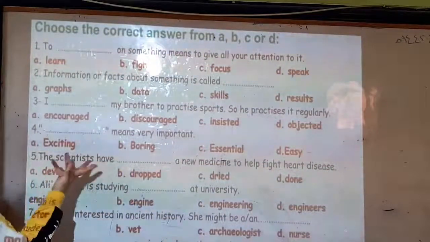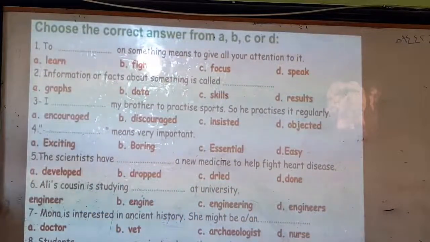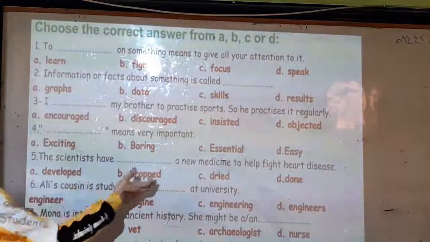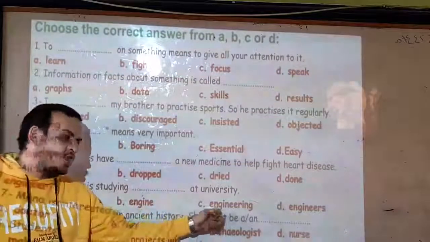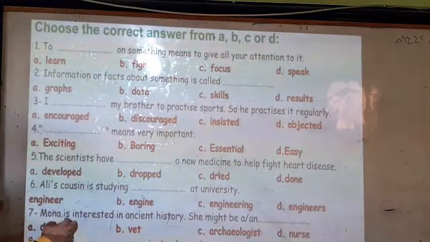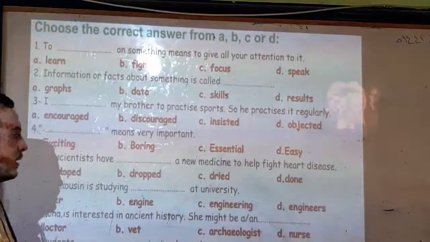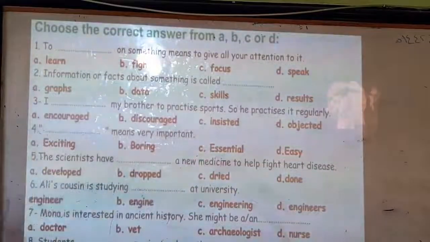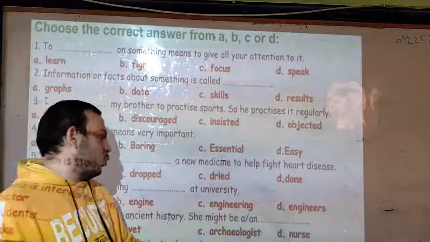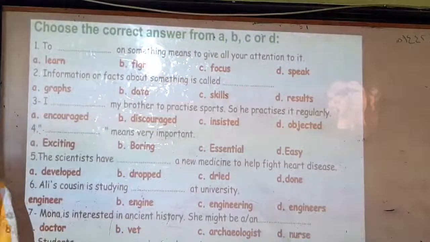The scientists have developed a new medicine to help fight heart disease. Ali's cousin is studying engineering at university. Mona is interested in ancient history. She might be an archaeologist, which means a scientist of antiquities. Students' projects where they work together to develop their skills. Do projects, well done, do projects.